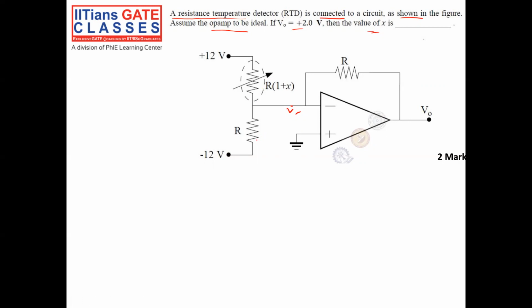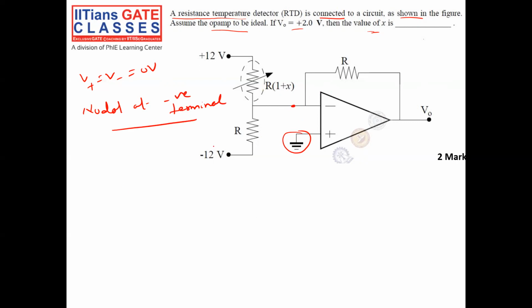So we know, since there is a negative feedback from V output to the inverting terminal, it obeys a principle called virtual ground. Okay, so according to virtual ground, V positive equals V negative. Here V positive is grounded at 0 volt, so V negative is equal to 0 volt. Okay, now with this information we have to put a nodal equation at the negative terminal.